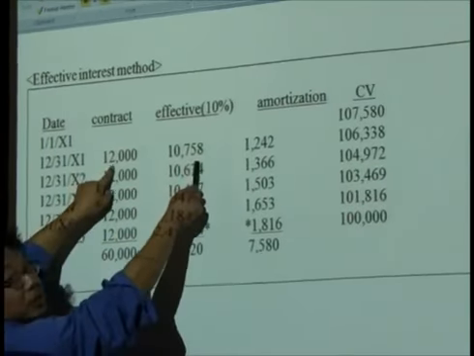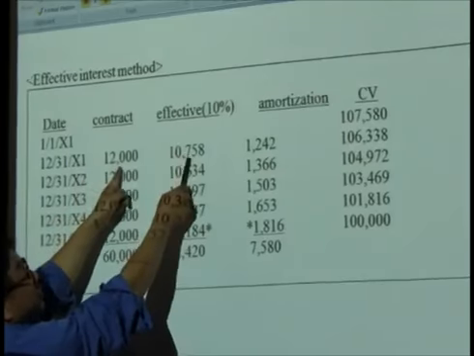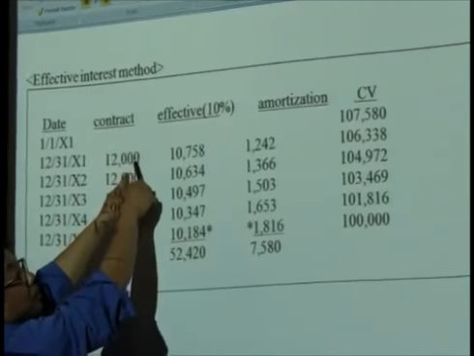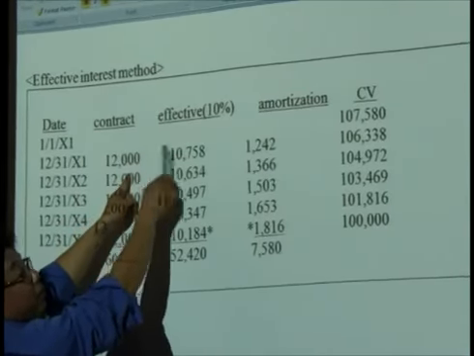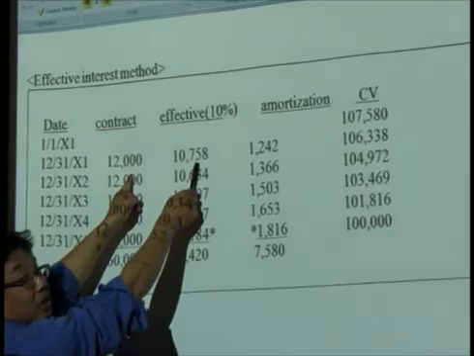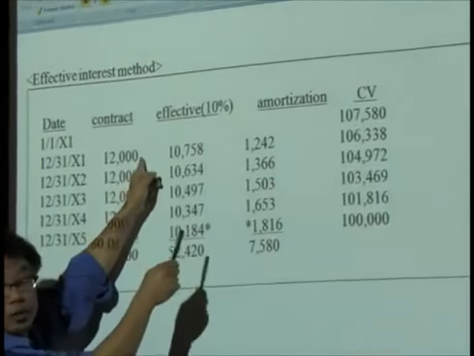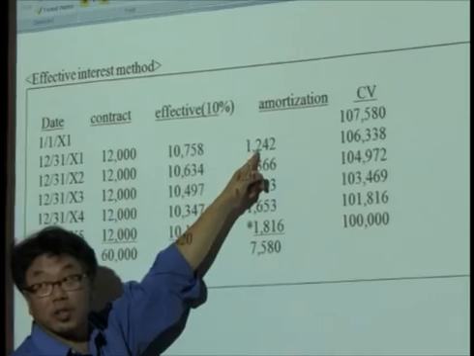So now, which one is bigger? Which one is bigger between these numbers? The contract number is bigger. So you pay more than your interest expense, am I right? How much more? $1,242 more.